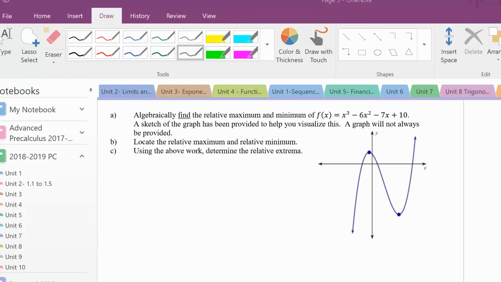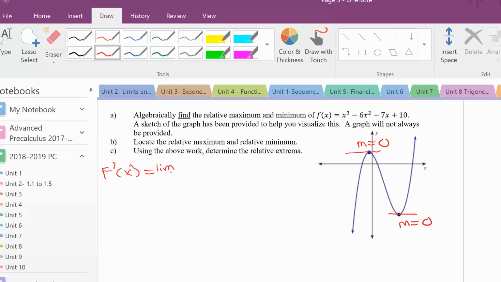All right, so the next question says algebraically find the relative maximum and minimum of this function. The sketch has been provided to help you visualize this, and a graph will not always be provided, but remember the maximum and minimum values are right there and right there. Remember, the slope of the tangent lines are always 0. So what you want to do is find the derivative of the function.